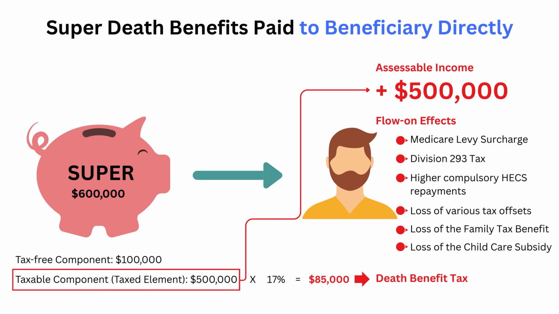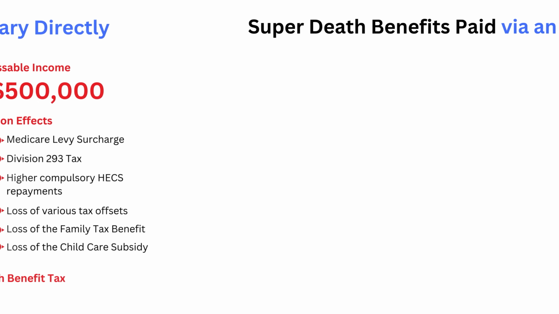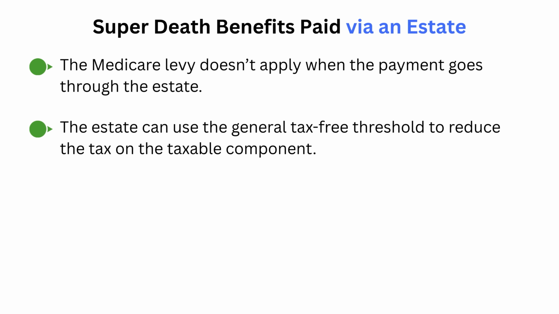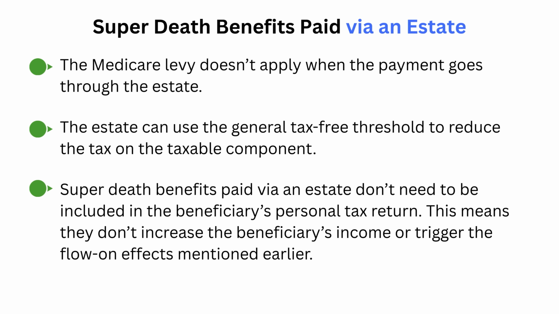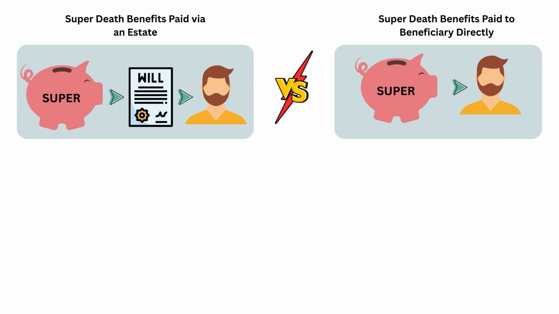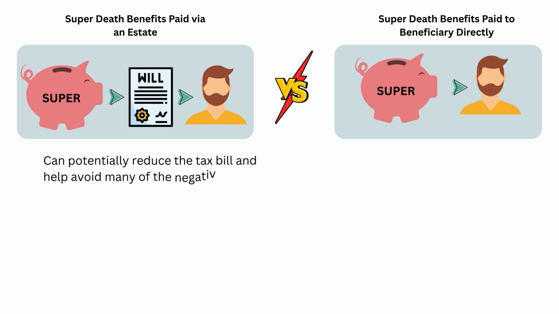But if Josh's super was first paid into his estate and then passed on to Dave, the Medicare levy doesn't apply when the payment goes through the estate. The estate can use the general tax-free threshold to reduce the tax on the taxable component. Dave doesn't need to include the death benefit in his own tax return. That means it won't push up his income and won't trigger all those flow-on effects we discussed earlier. Overall, having the super death benefit paid to the estate rather than directly to the beneficiary can potentially reduce the tax bill and help avoid many of the negative flow-on effects.